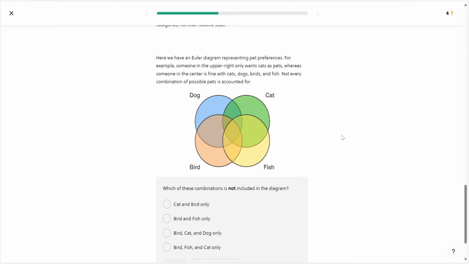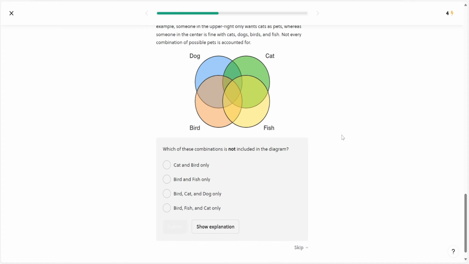Here we have a Euler diagram representing pet preferences. For example, someone in the upper right only wants cats as pets, whereas someone in the center is fine with cats, dogs, birds, and fish. Not every combination of possible pet is accounted for. Which of these combinations is not included in the diagram?